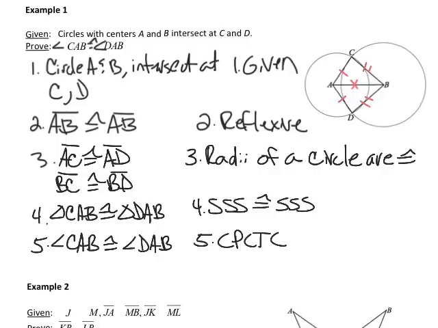And there you have it. We're going to practice more of these in class. So now we have two more triangle congruencies. We have angle, side, side, and side, side, side.